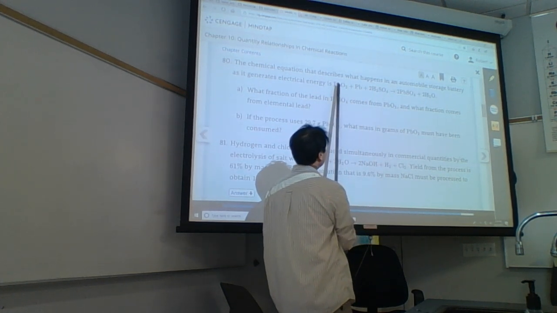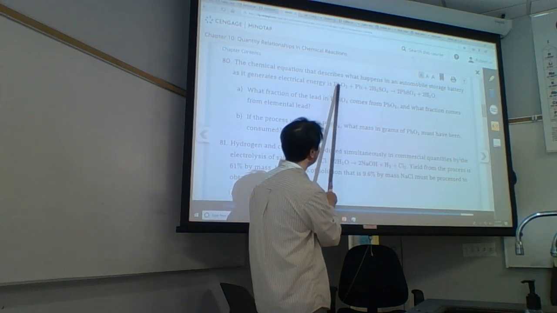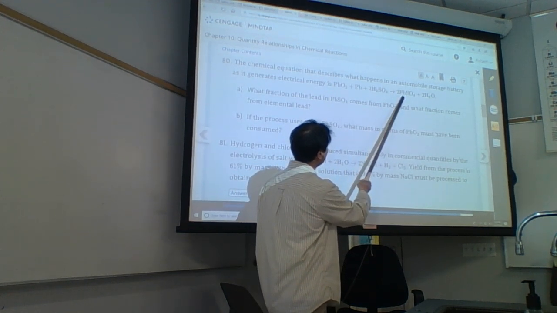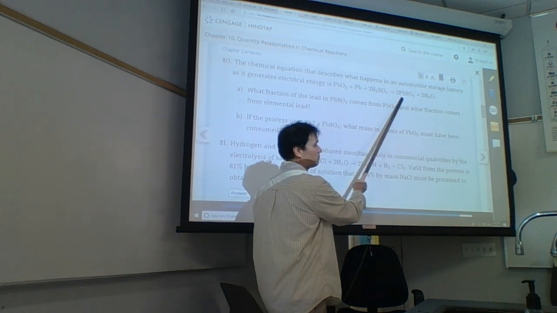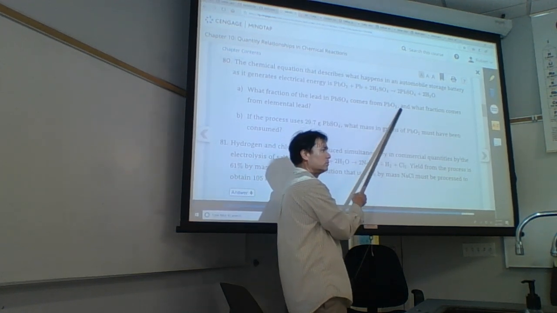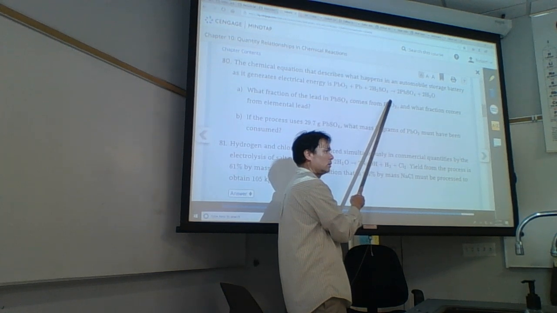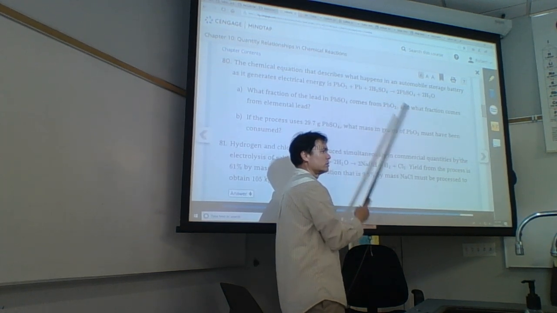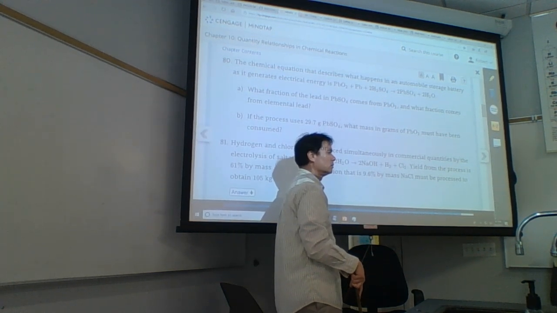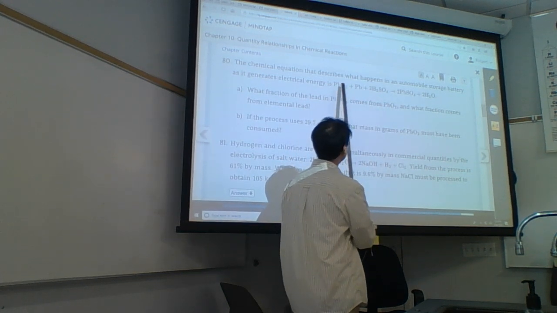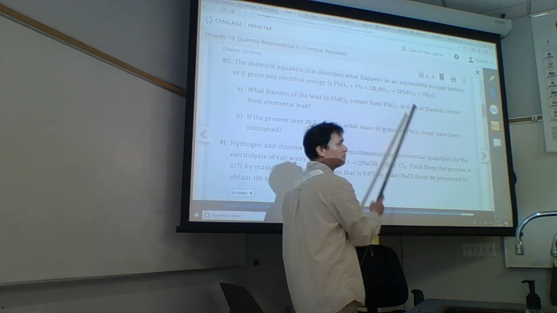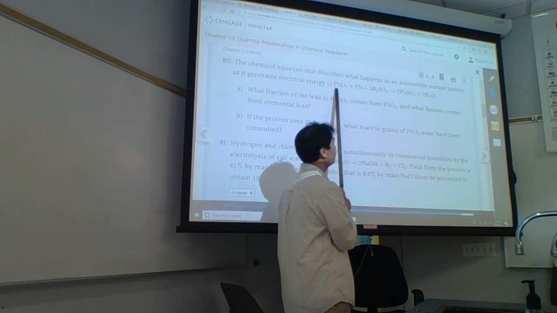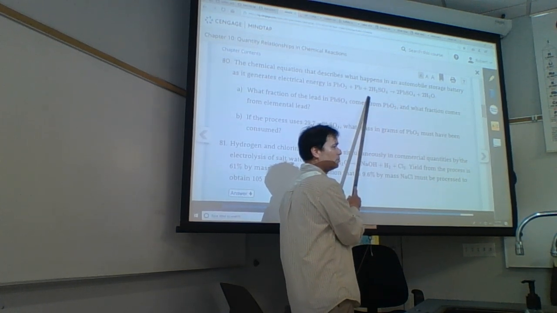And so what's happening to lead 4? Well, lead 4 is going to lead 2. What's happening to lead metal? Lead metal is going from 0 to plus 2. To go from 0 to plus 2, it loses electrons or gains electrons? Loses 2. And to go from plus 4 to plus 2, it must gain. And so the oxidizer here is lead 4 oxide. The reducer is lead metal.